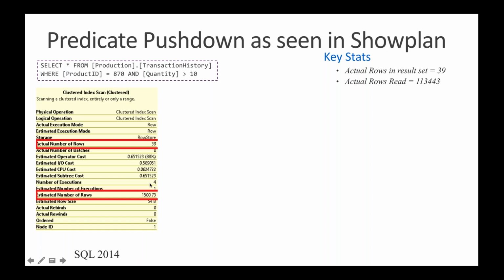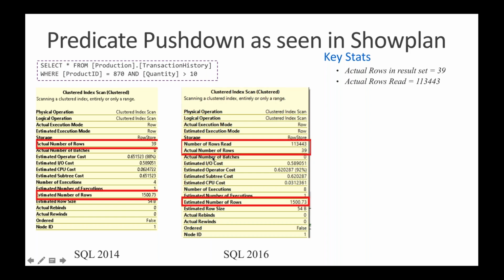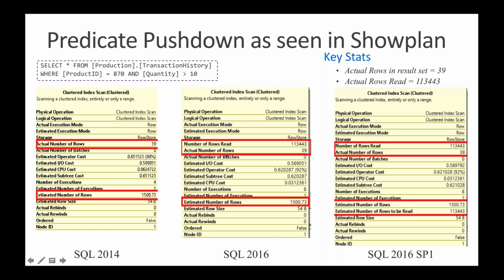So here we see the estimated number of rows, and this would be what we'd see in SQL 2014 in our operator properties. Now we see the number of rows read to give us that actual number of rows. That was a SQL 2016 enhancement. With SP1, we see the estimated number of rows to be read. So this is something else that can show us how up to date our statistics are, and whether or not things are good or bad, etc.